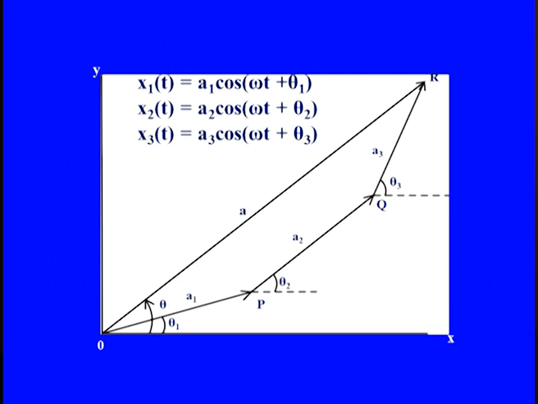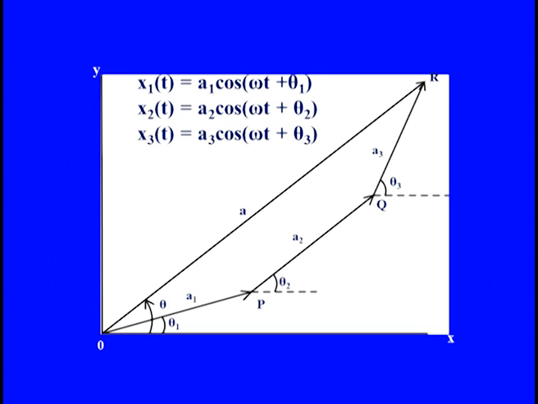Thus, if we want to find the resultant of two displacements, then we must first draw a vector OP of length a1 making an angle theta 1 with the x axis. From the tip of this vector, we must draw another vector PQ of length a2 making an angle theta 2 with the x axis as shown in this figure. The length of the vector OQ will represent the resultant amplitude and the angle that it makes with the x axis will represent the initial phase of the resultant displacement.